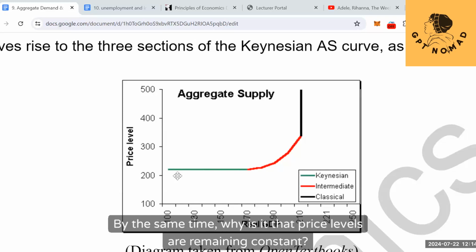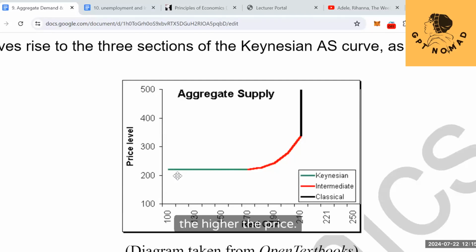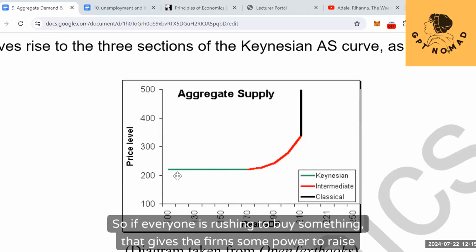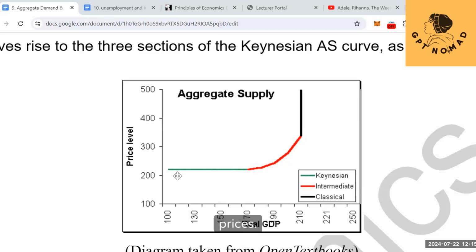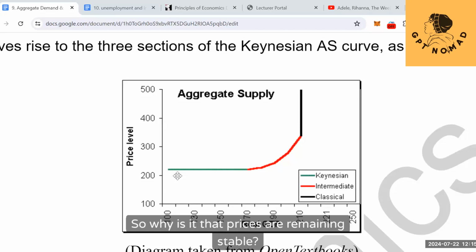But at the same time, why is it that price levels are remaining constant? Because technically, if you look at the demand curve, if you recall back, the higher the demand, the higher the price. And if everyone is rushing to buy something, that gives the firms some power to raise prices, like what we saw with the face masks when COVID first started. So why is it that prices are remaining stable?